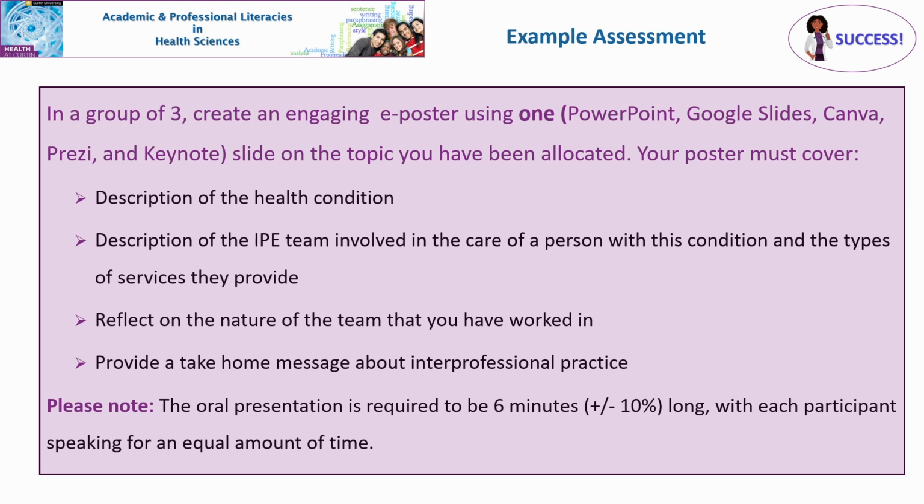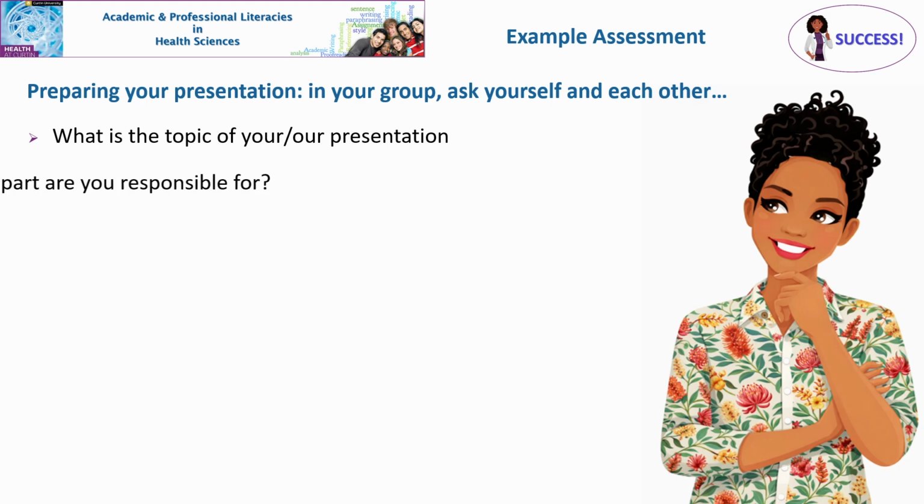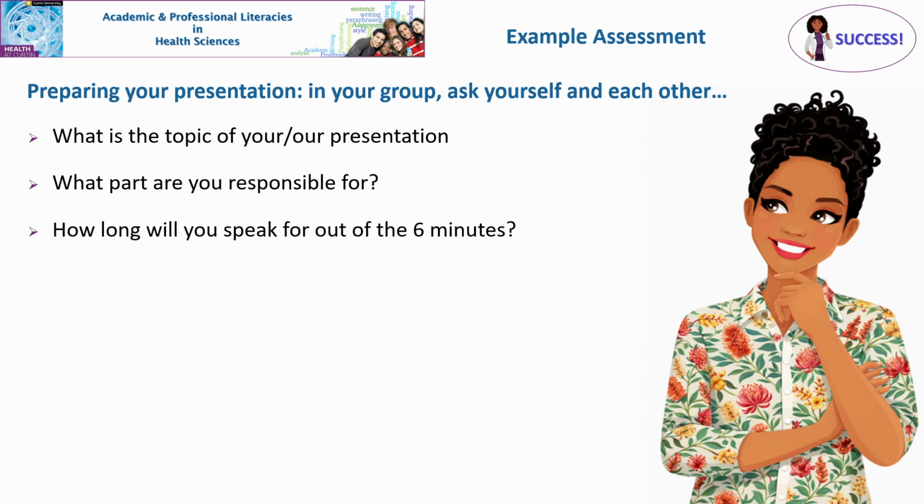Now, the oral presentation is required to be 6 minutes plus or minus 10%. And each participant needs to speak for an equal amount of time. So, in your groups, you need to ask yourself and each other the following questions. First of all, what is the topic of the presentation? What part are you responsible for? How long will you speak for out of the 6 minutes?